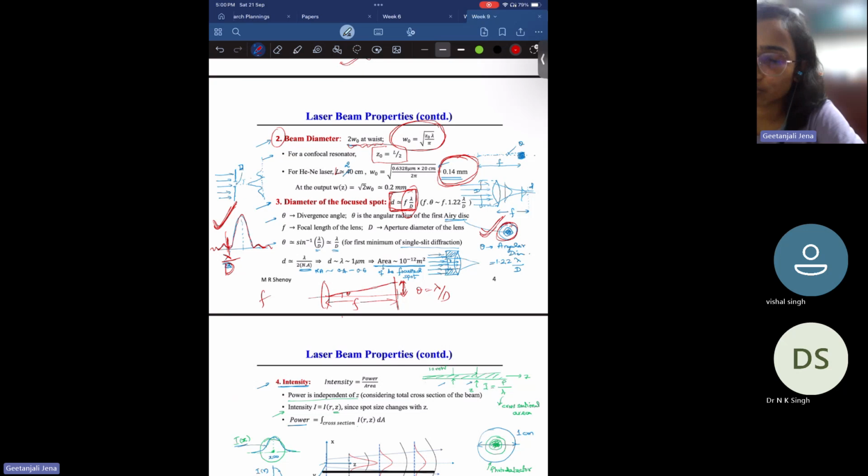To give a brief introduction to the Airy disk: when you pass a plane wave and focus it using a lens, we see a circular pattern. For the central spot, the theta will come around 1.22 lambda by d. And using some values, if you calculate the diameter, it will come around 1 micrometer.